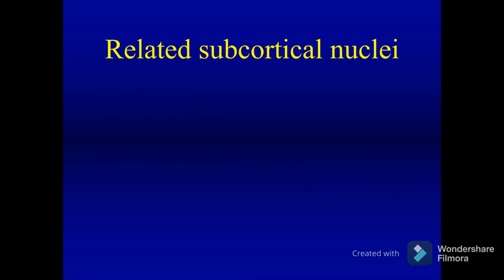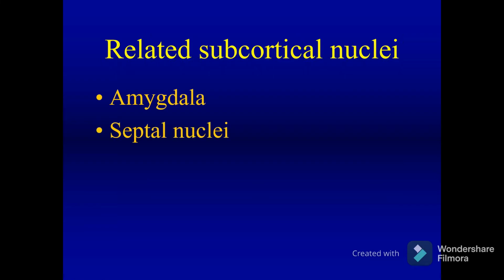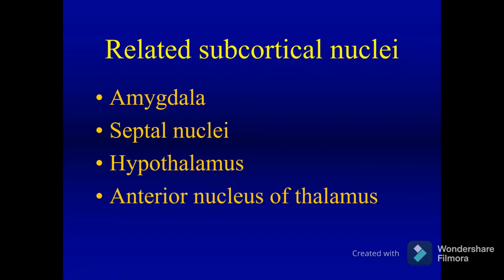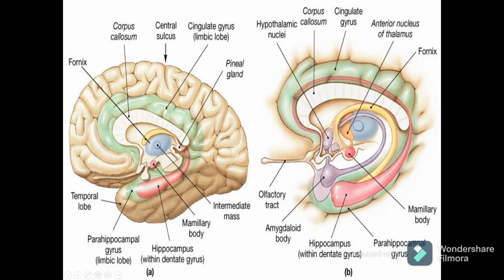Then the related subcortical nuclei are the amygdala, septal nuclei, hypothalamus, then the anterior nucleus of thalamus. So here also you have four important structures related to the subcortical nuclei. And all these cortical and subcortical nuclei form a ring around the brain stem. So we can see these structures.